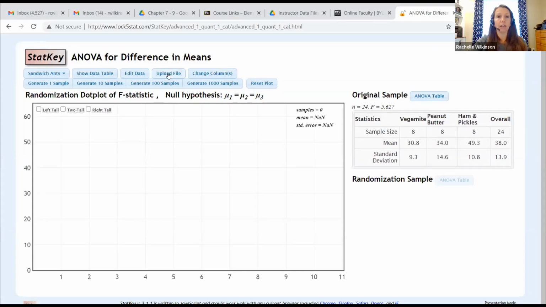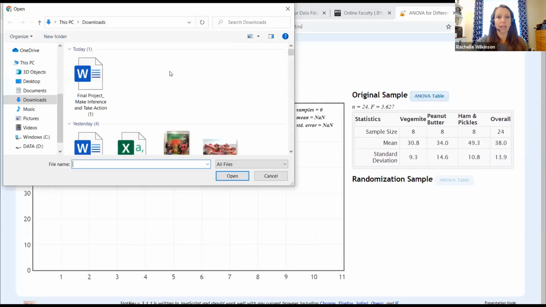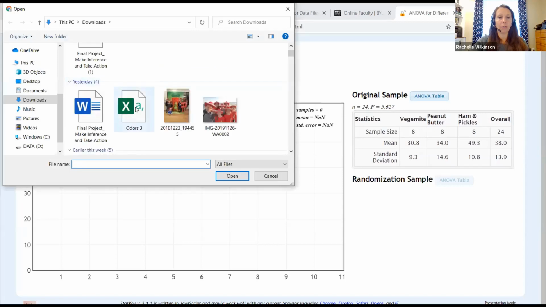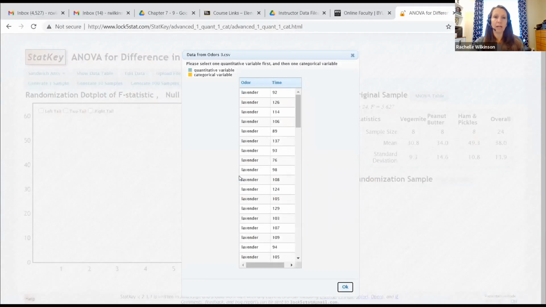So click on Upload File, and find that odors file wherever yours is. Mine's in my Downloads folder, and click on Open. Once you do that, it wants you to identify your categorical variable and your quantitative variable. It's color-coded, as you might remember from when we've done this in the past. The quantitative variable it wants first, and it's going to color-code it a teal, seafoam green color.